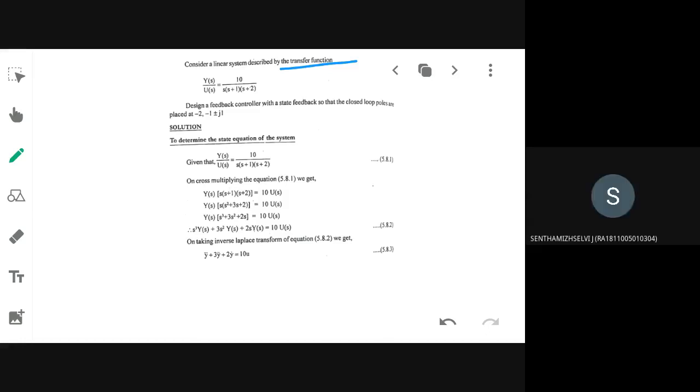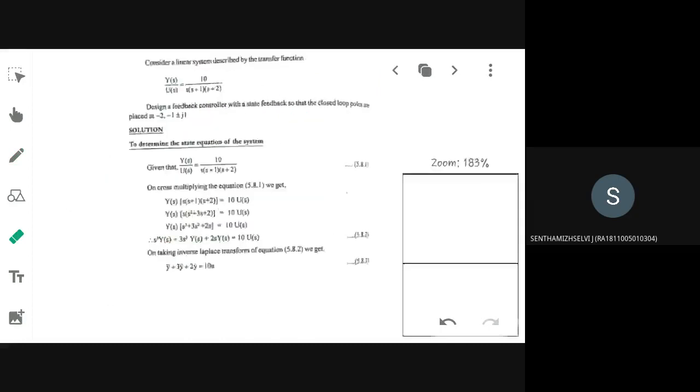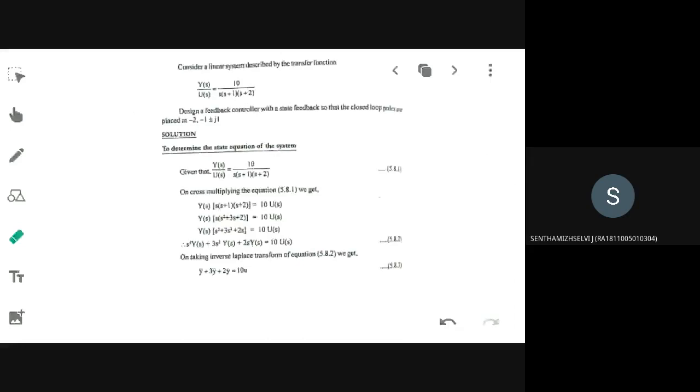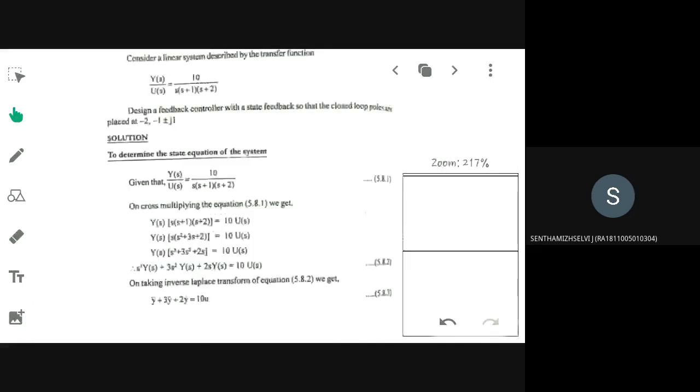Transfer function. Okay, so this is your transfer function. First thing is, you have been asked in the problem to design a feedback controller in such a way that you have to fix the pole at what location. You have to place the poles at what location now.